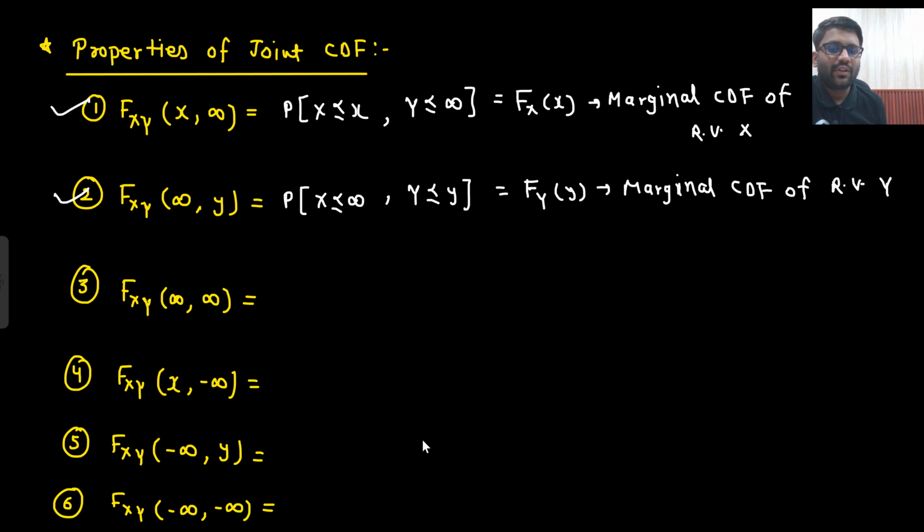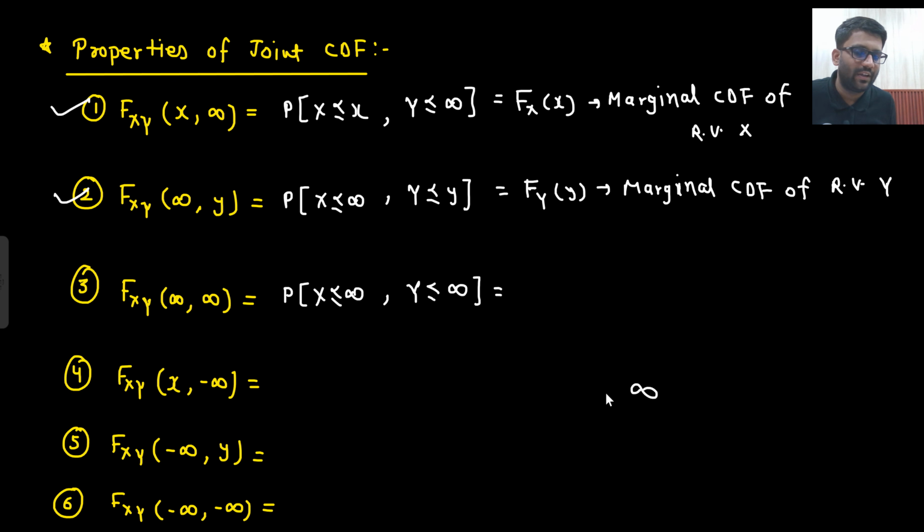Well and good. What do you think will be the answer of this one? Fxy of infinity, infinity. The probability of random variable x taking a value lesser than or equal to infinity, and the probability of random variable y taking a value lesser than or equal to infinity. What would that be? It is 100% sure that random variable x will take a value lesser than or equal to infinity only. Also, it is 100% sure that random variable y will also take a value lesser than or equal to infinity only, because it cannot take a value greater than infinity. That means this is a certain event, so the probability will be 1. Say yes or no. So Fxy of infinity, infinity would be 1.